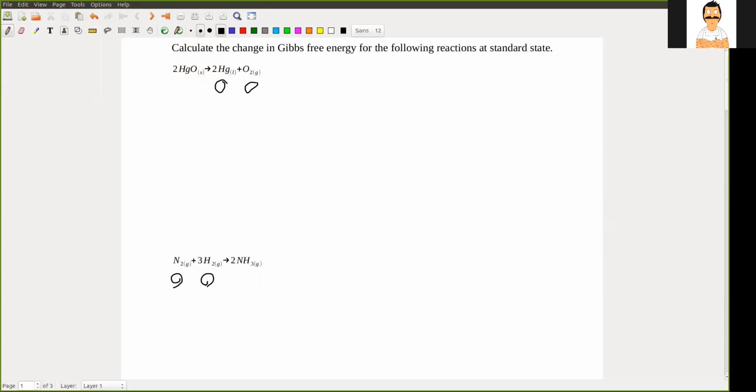So really all we're worried about is that the Gibbs free energy, delta G, at standard state for the reaction is going to be the sum of the coefficient times the delta G of formation at standard state for the products, minus that same summation, the coefficient times delta G of formation at standard state, for the reactants. In this case, our products are 0.